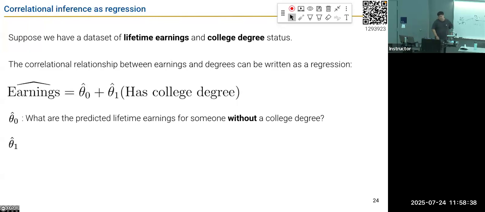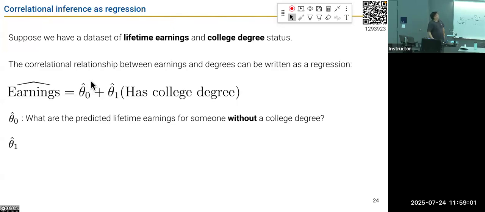So theta naught hat is the predicted lifetime earning for someone without a college degree, right? Because if they don't have a college degree, this term will just be 0. This is a 1 and 0 feature. If they have a college degree, it's a 1. If they don't, it's a 0. So if they don't have a college degree, then we're just left with theta naught hat as a prediction.